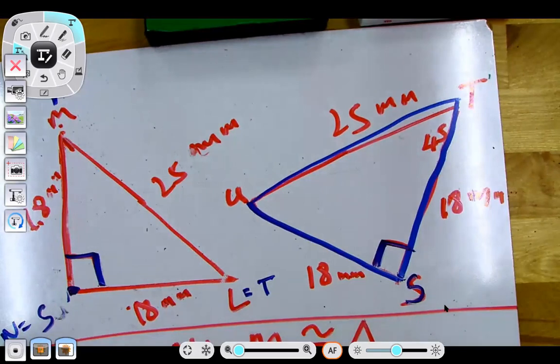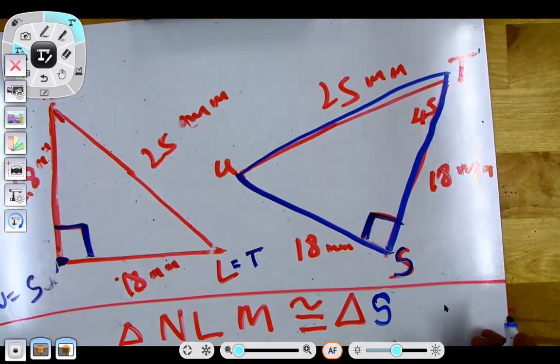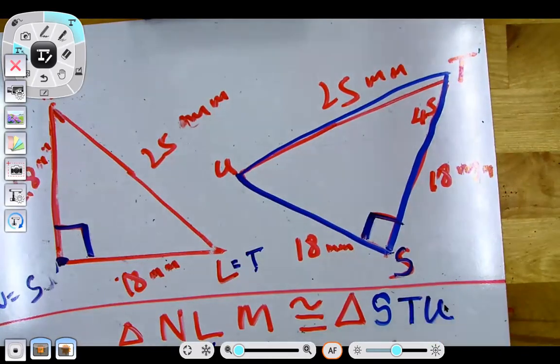So when we write it, what we can do, start with the right triangle. So instead of L, I am just going to put S. I can say this one is S. In here, L. So what is this equal to? T and then U. So triangle NLM is congruent to triangle STU. That's how you write it.